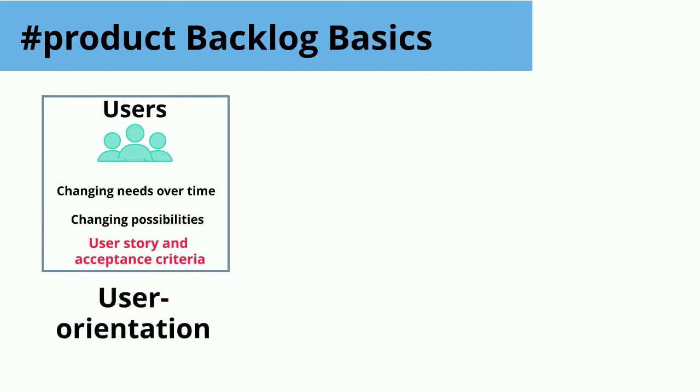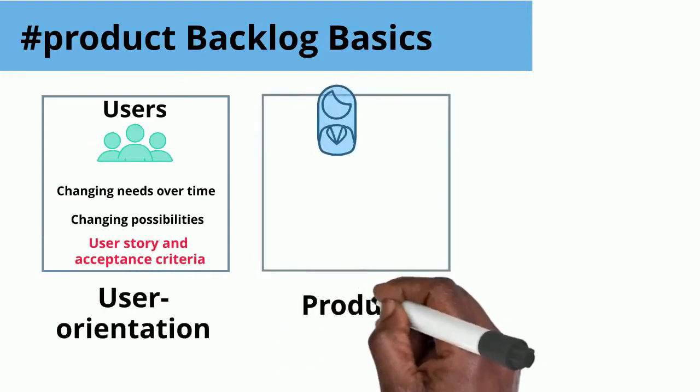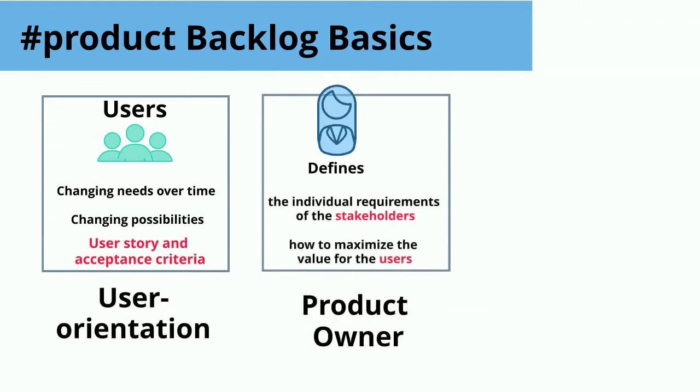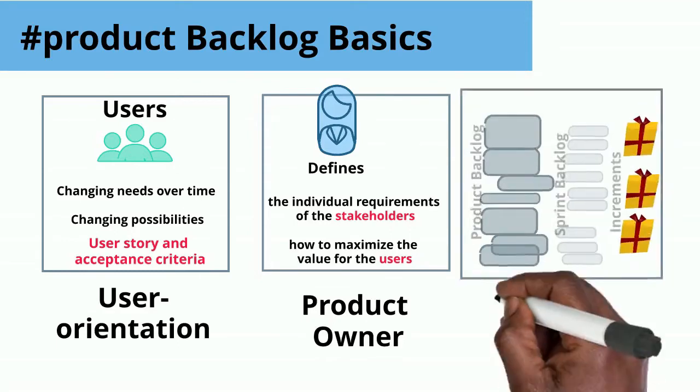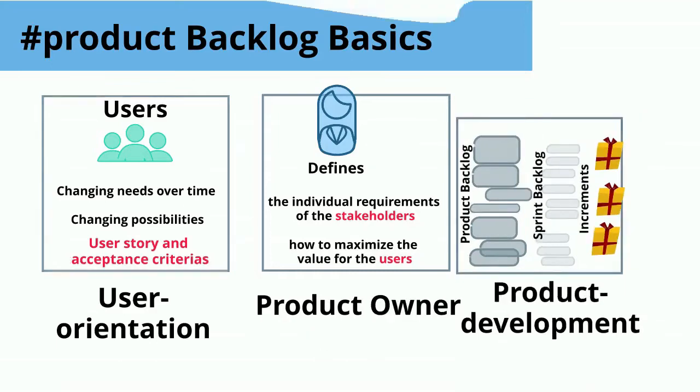The needs of the users and the technical possibilities will be converted into a user story with acceptance criteria. The product owner is responsible for defining the individual requirements of the stakeholders and how to maximize the value for the users. The backlog with its items is the basis for further product development in the sprints. At the end is an increment or gift for the user.